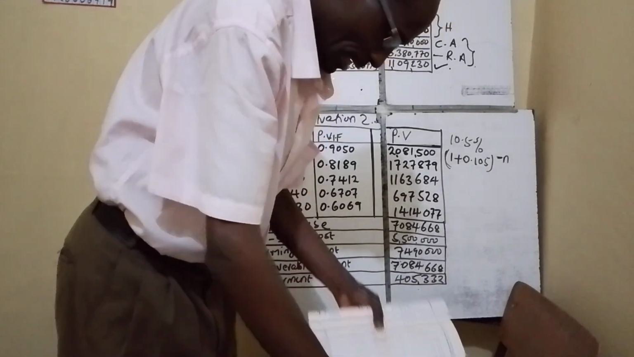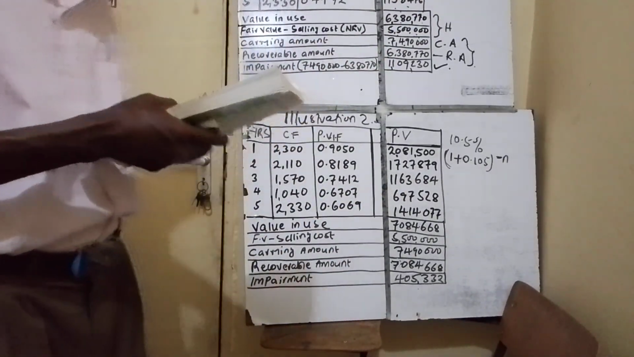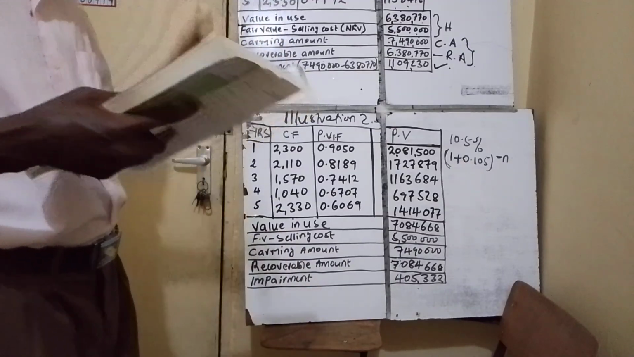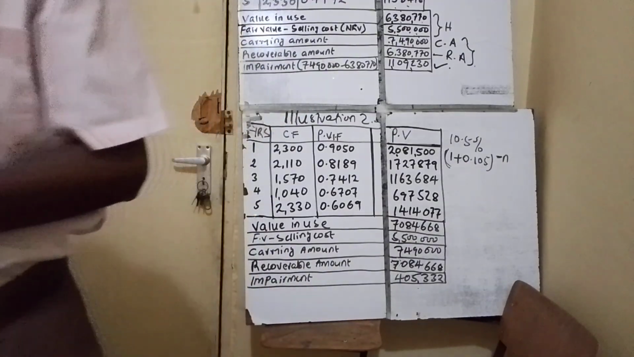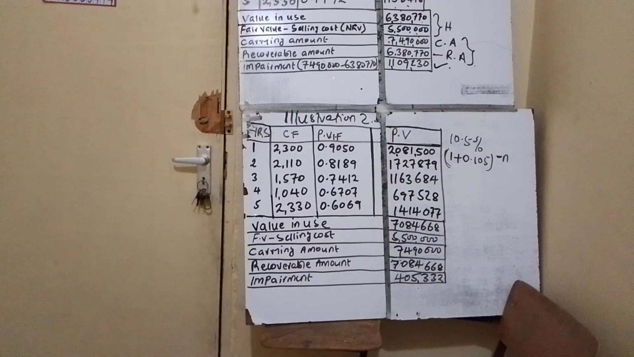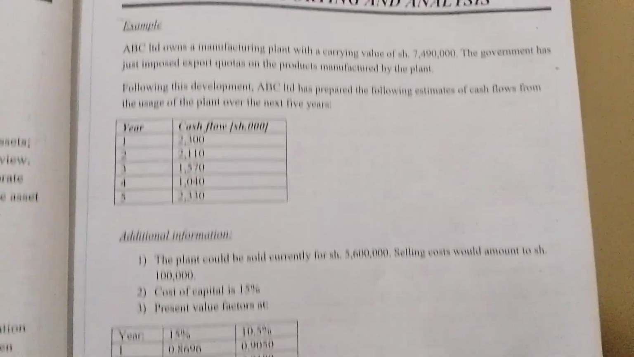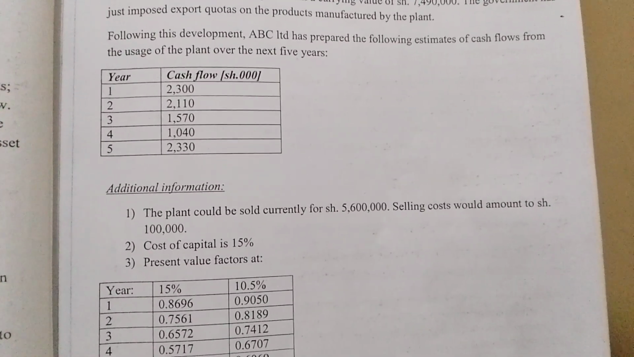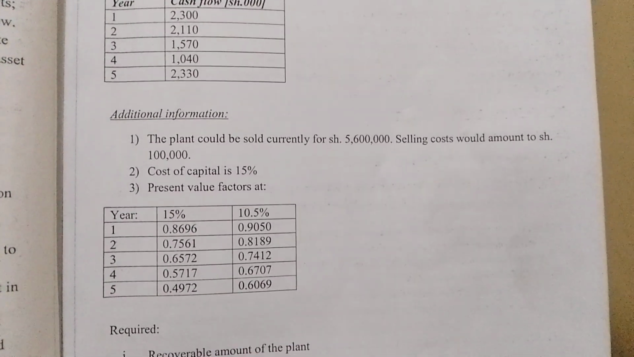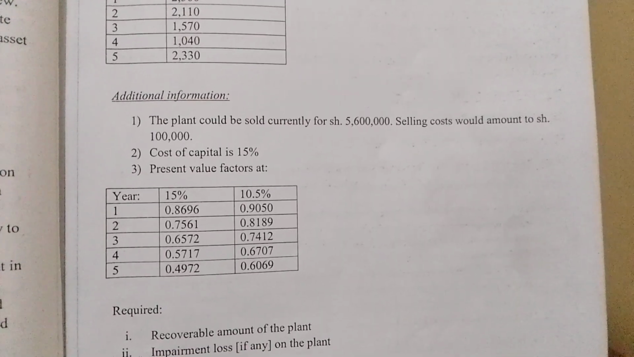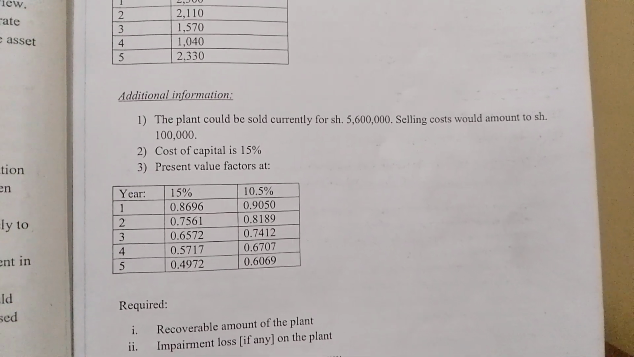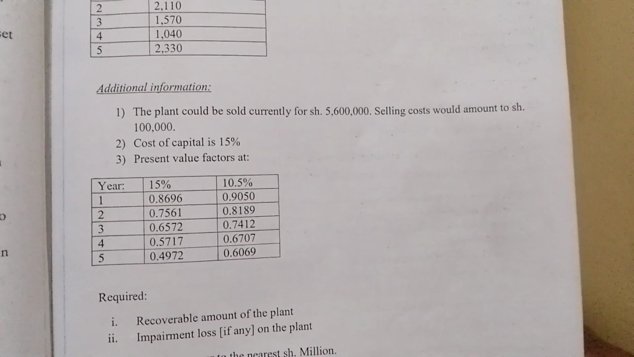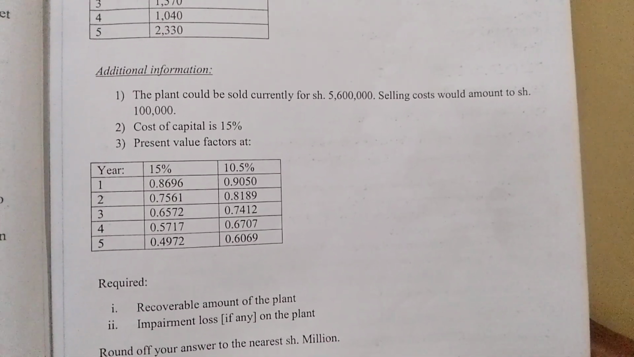So we are using the same question, only that I want to use a different rate of 10.5%. For illustration 2, the same question that we are doing. If you have forgotten, you can just look at the question again. The cash flows remain the same. In the first illustration, you can see we used 15%, and now we want to do illustration 2, where our rate will be 10.5%.